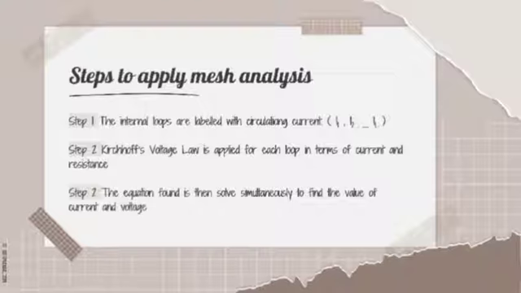There are a few steps taken to apply mesh analysis. First, we need to label the circulating current as I1, I2 depending on the number of internal loops it has. Next, Kirchhoff voltage law is applied in each loop in terms of current and resistance. And finally, we solve the equations that we found simultaneously to find the value of voltage and current.